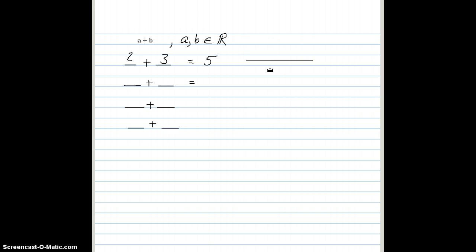We can say, well, if I'm at 2 and I add 3, 1, 2, 3, then I'm at 5, because we're just counting. Now if I have 2 and I add a negative 3, again, I'm going to now go to the left. So I start with the first number. So here's 2. Different number line, right? And I'm going to go to the left. 1, 2, 3.